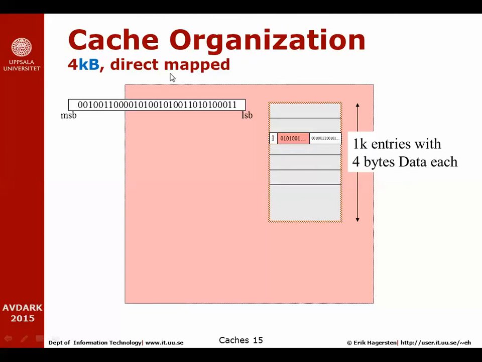So the name of the game here is to design a cache that contains 4 kilobytes of data, and it's a direct map cache. That means 4 kilobytes of data, and we assume now that we store 4 bytes of data, so a word of data, in each of these entries. So this is 4 bytes of data. That means that we need 1K of these entries in our SRAM. So we have 1K entries, each storing 4 bytes of data. Then we have some address tag, and we have some kind of valid bit stored right here.